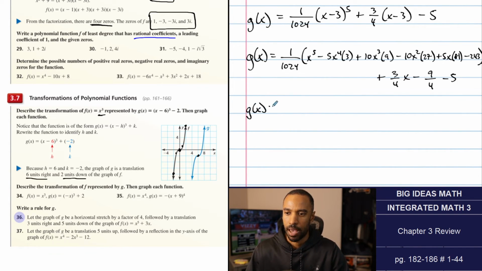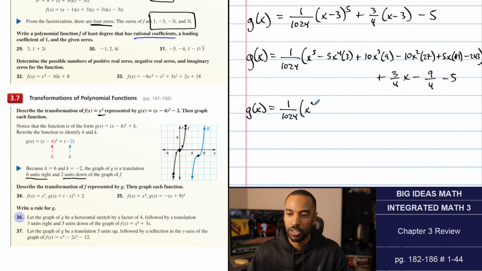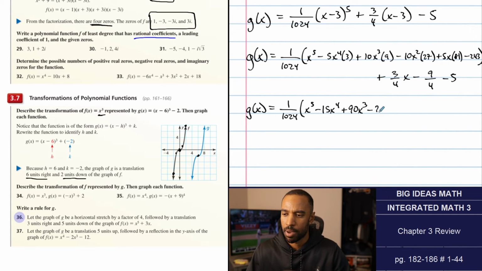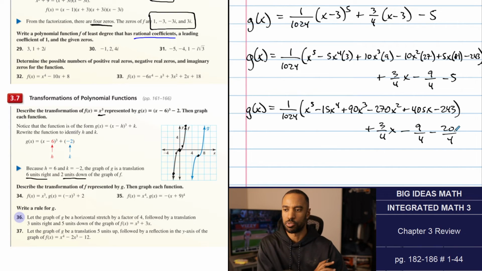Okay, long problem. I'm going to clean up the inside. They said standard form. Well, they didn't say standard form. I said standard form. Clean up the inside. It's x to the 5th minus 15x to the 4th plus 90x cubed minus 270. At least these are kind of clean numbers. Minus 270x squared plus 405x minus 243. And plus 3/4 x goes here. Now, this is minus 9/4 minus 20/4. I want to combine like terms there in just a bit.